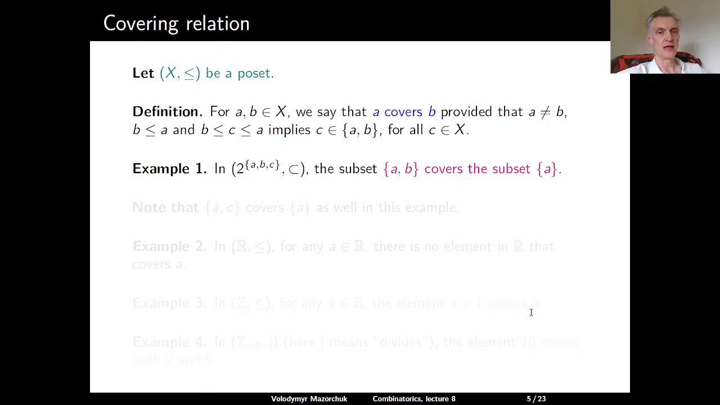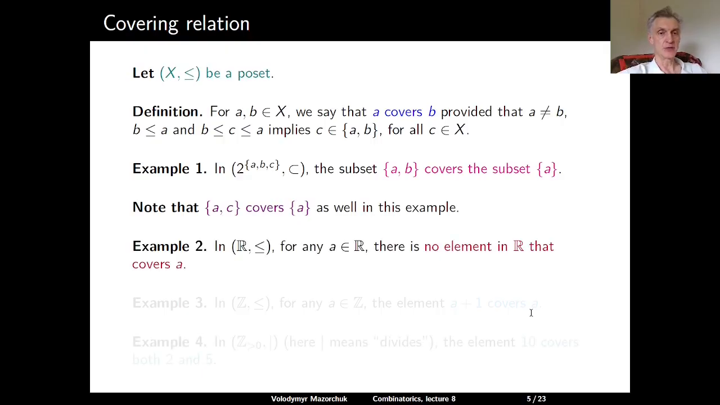For example, if we take the Boolean of the three-element set consisting of A, B, and C with respect to inclusions, then the subset {A, B} covers the subset {A}. Note that the cover is usually not unique. Here, the subset {A, C} also covers {A}. It's another cover.